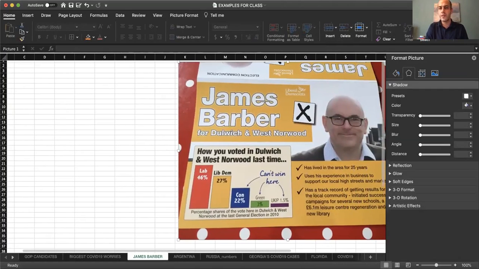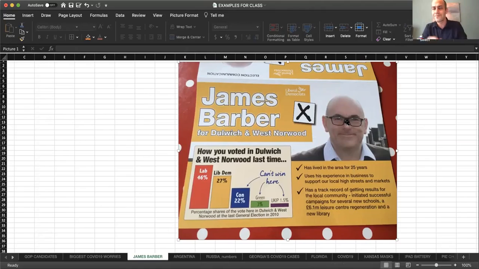So meet James Barber. This is an example from UK, United Kingdom. And James Barber is a politician. He's a candidate from Liberal Democrats in UK. And this is his election campaign pamphlet. He says, how you voted in Dulwich and West Norwood last time? And he says, these are the other parties. This is Liberal Democrat. He's a Liberal Democrat himself.